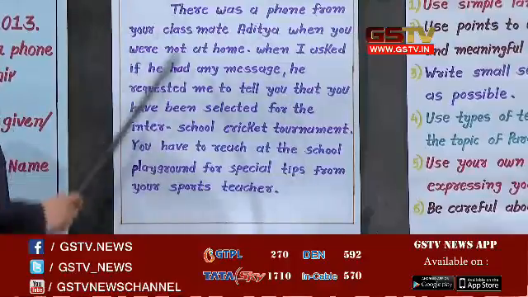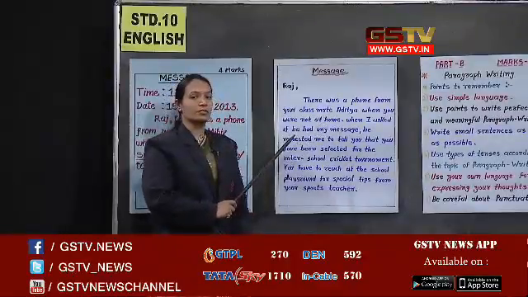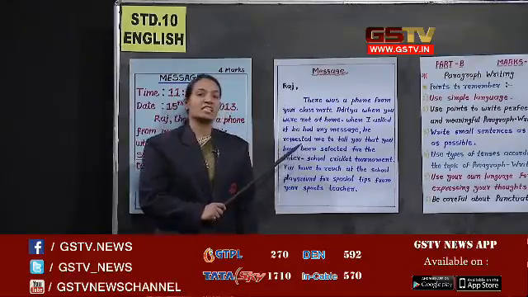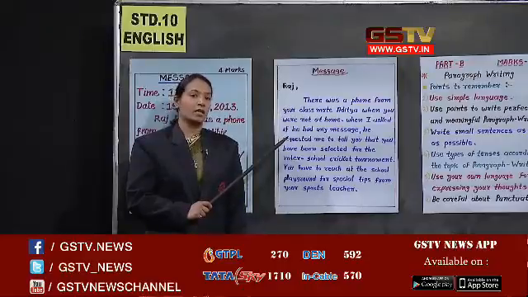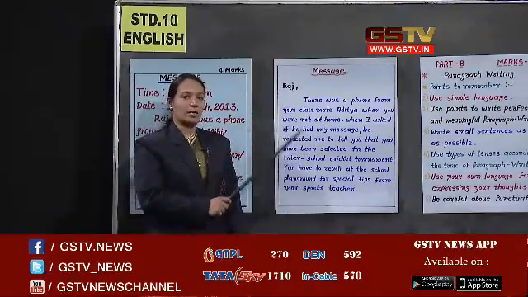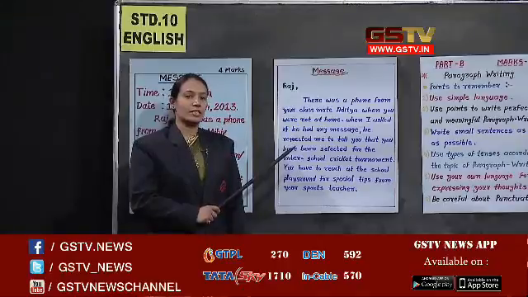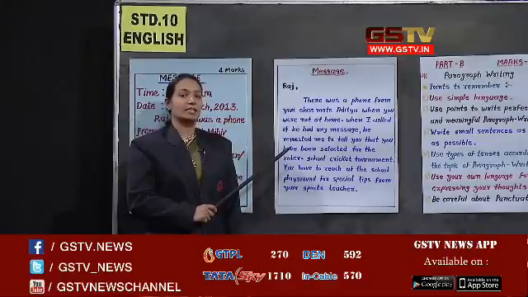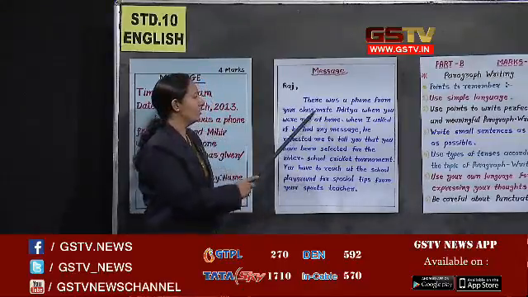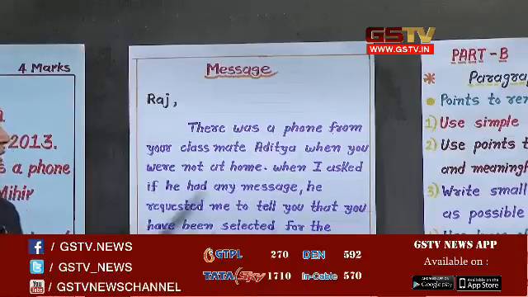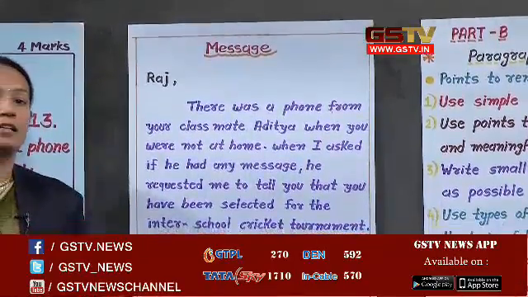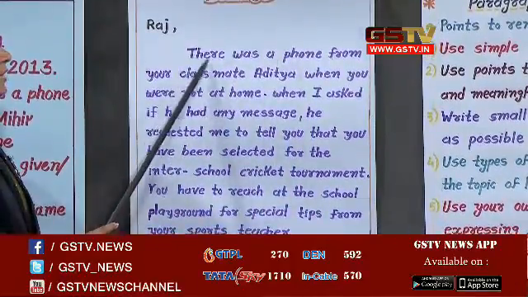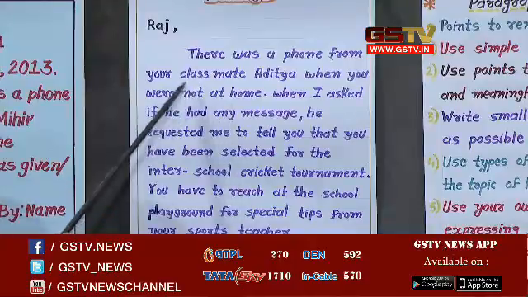Students, you have seen that we have used the types of tenses very carefully, according to the concept and the meaning of the paragraph. You have to understand the question of the message. Without understanding the question, you will not be able to write which tense should come there. So, who was not there? Aditya. The message should be reached to Aditya. So, Aditya was not there. That is why here we have used 'there was a phone call from your classmate'.